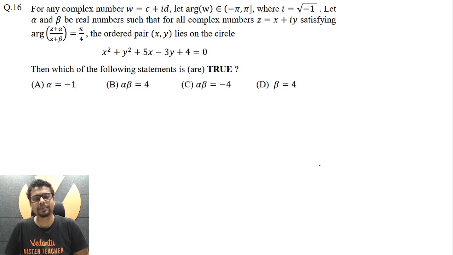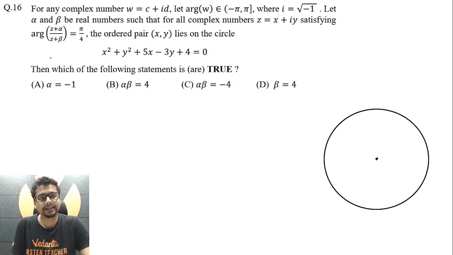An ordered pair x comma y lies on the curve x square plus y square plus 5x minus 3y plus 4 equal to 0, which is essentially a circle. Then which of the following statements is or are true? It is a multiple choice, multiple correct type question. Recollect that a chord subtends a fixed angle at the periphery of a circle.